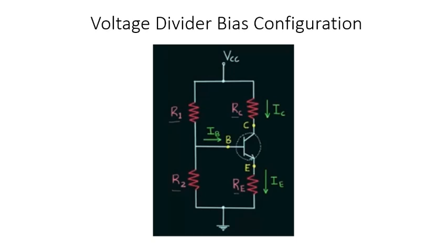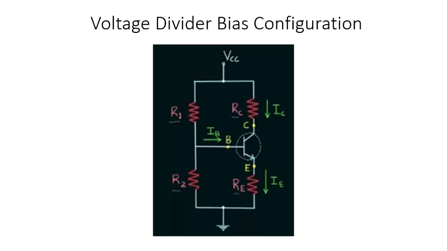Hello everyone. So today we will study about voltage divider bias configuration in bipolar junction transistor. So this is a voltage divider circuit. As you can see, there is R1, R2, RC which is collector resistance, and RE which is emitter resistance. Here IC denotes the collector current, IE denotes the emitter current, and IB denotes the base current. VCC is the source voltage.